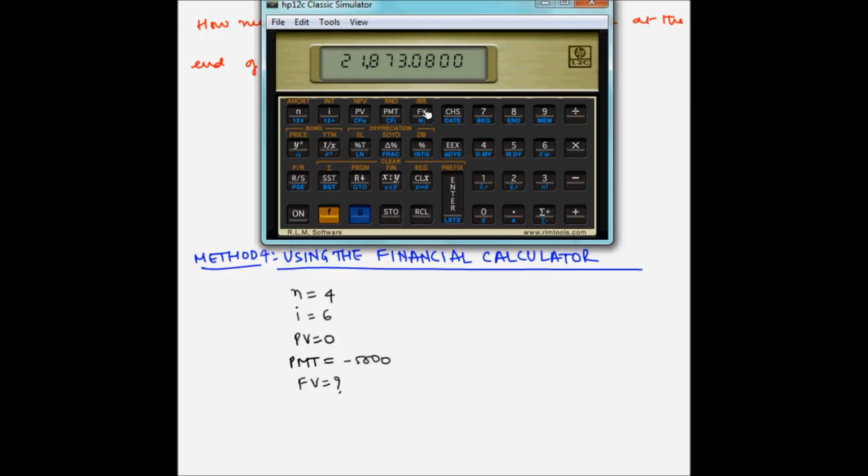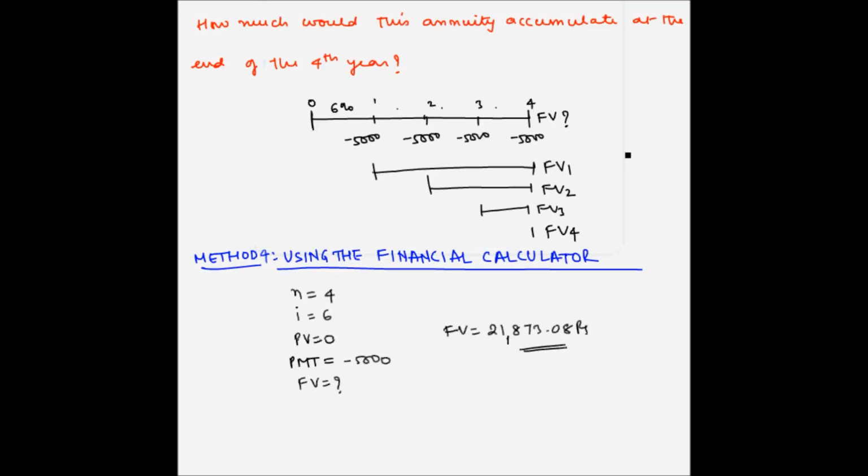So our future value comes out to be 21,873.08. So the future value is 21,873.08 rupees. Now this is a positive value. That means this amount of money is coming into our pocket. So these are the 4 methods of finding out the future value of an ordinary annuity.